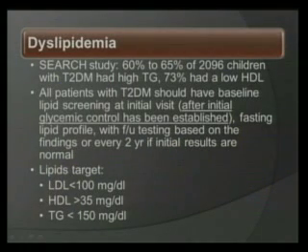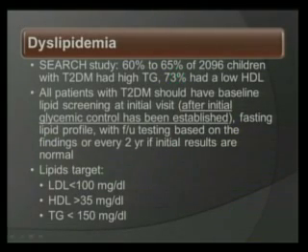Dyslipidemia. The SEARCH study, which was done in almost 2,000 children with type 2 diabetes, found that 60 to 65% have hypertriglyceridemia, and 73% had low HDL.